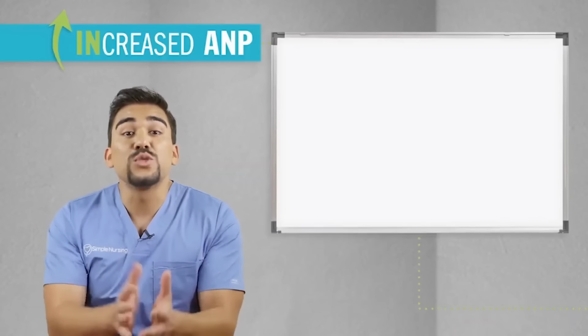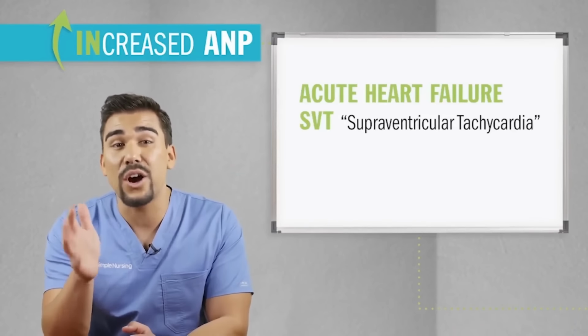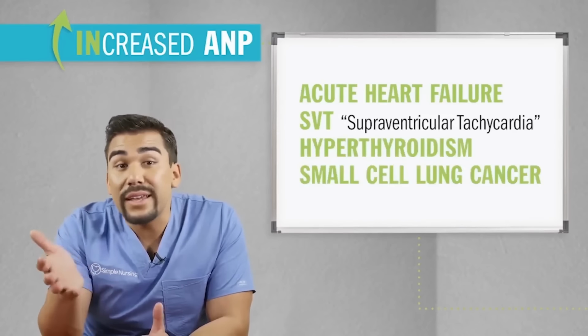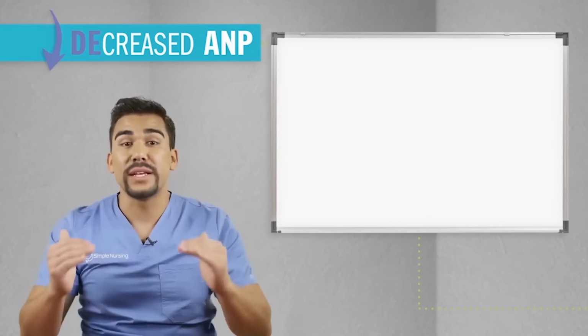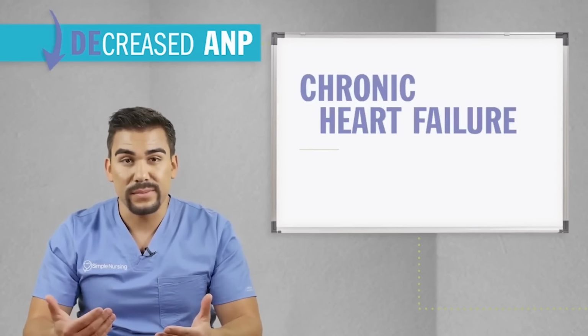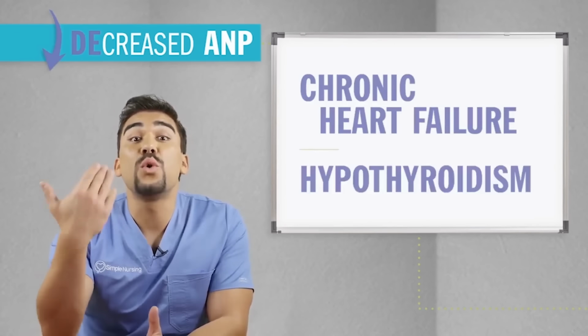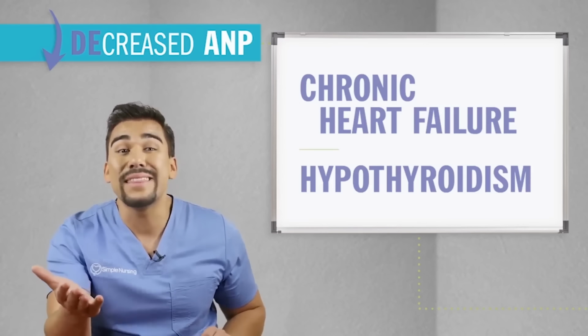Now it's technically kind of bad when ANP levels do increase, because this indicates a war is going on. And this happens with acute heart failure or SVT, supraventricular tachycardia, even hyperthyroidism, and even in small cell lung cancers. But interestingly enough, levels actually decrease with chronic heart failure. And critically think this for a second. It's because ANP gets worn out over a long period of time. It gives up in the battle.